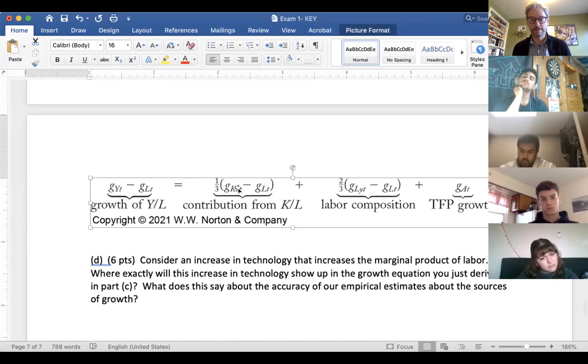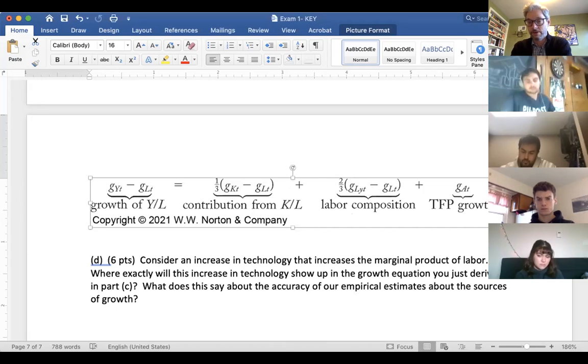And so the last question on the exam is, consider an increase in technology that increases the marginal product of labor. Where exactly will this show up? Well, many of you noted that it will show up as total factor productivity growth. True, that's definitely true. It should show up as A. But what I also wanted you to note is that what happens if total factor productivity growth goes up? Well, that also incentivizes more capital, and it also incentivizes more people to work. And so when you have an increase in technology, it's really going to show up in all of these categories.